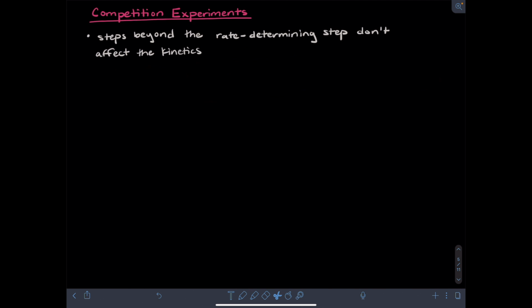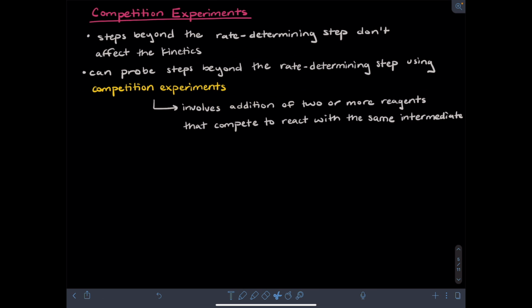Another type of mechanistic experiment similar to the trapping one is known as a competition experiment. This is useful when you want to get information about reaction steps that occur after the rate determining step. As a reminder, these will not be reflected in the kinetics for the reaction. In the competition experiment, you would add two or more reagents that could compete in reacting with the same intermediate.